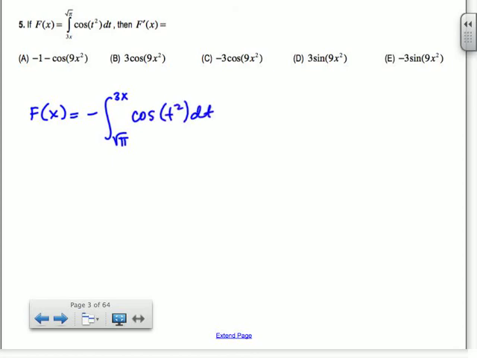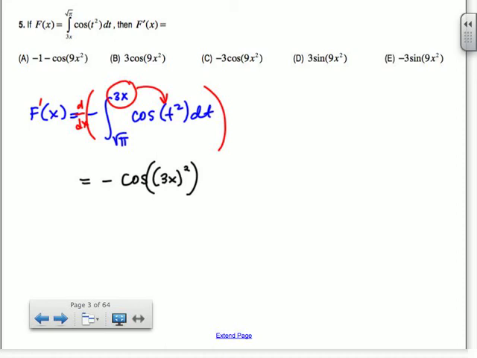So now I know when I take the derivative of both sides, this 3x is just going to go in for t. But then what do we need to multiply by? 3, right? The derivative of 3x. Okay, so it's going to be negative cosine of 3x squared times 3. So you end up with negative 3 cosine of 9x squared.